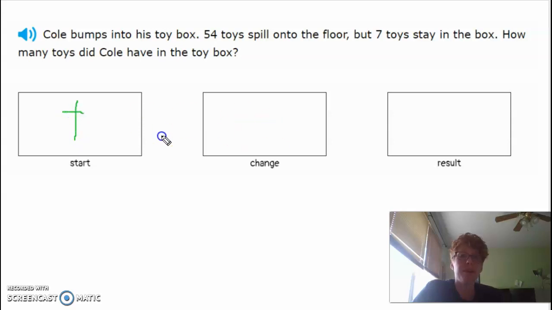But what happened to those toys? 54 spilled out onto the floor. That means we lost a bunch. T, take away 54. And the result was 7 stayed in the box. So this is very similar to the tadpole problem, where we had an unknown amount, something, take away 54 equals 7. And you could turn that around to solve the problem. But I want you to see how we can make a math sentence that matches this word problem.